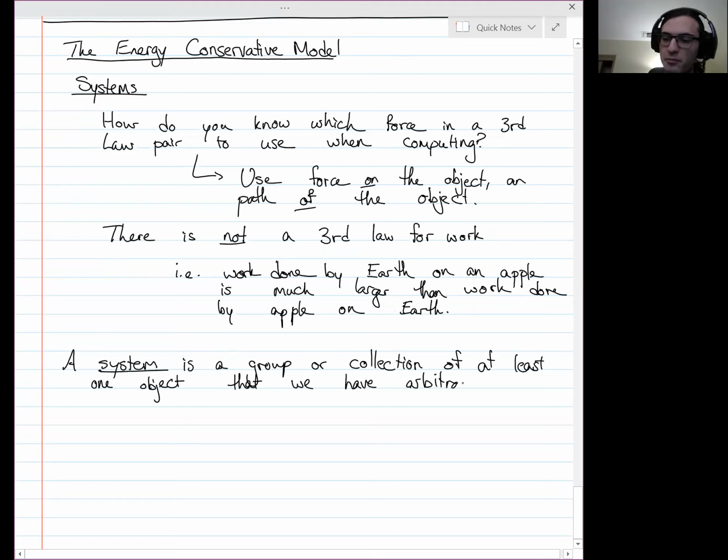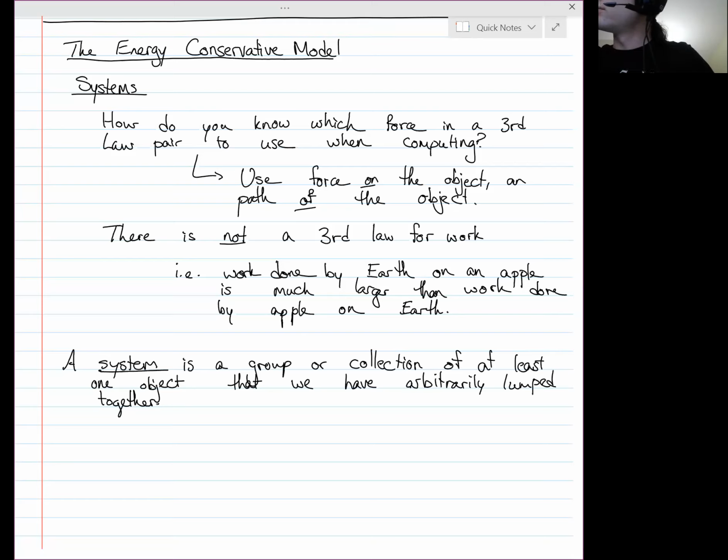So what I mean by that is, let's say that we were looking for things around the room, a pen and an elephant, right? They don't have to be touching. I could just call them one system. And then I would consider forces on the system. I would consider the mass of the system. I would consider the location of the system. Even though they're not touching or connected, I can just do that. It's an arbitrary choice, but you need to make that choice.